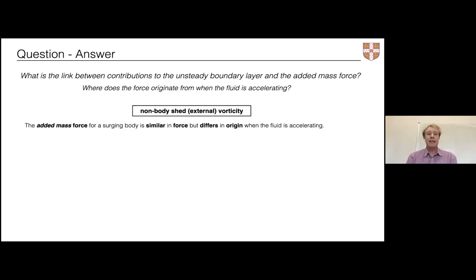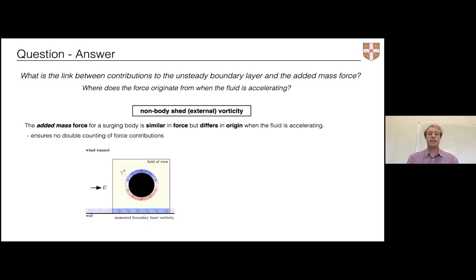So the added mass force, or the inertial force, if you want to call it that, for a surging body is exactly the same as if the fluid accelerates, but the origin is entirely different. And that's really important to consider, because otherwise you might double count things. So imagine a situation where you have your body, you're testing in a wind or water tunnel, and you're doing particle image velocimetry, and you capture some of the boundary layer vorticity in the wall.